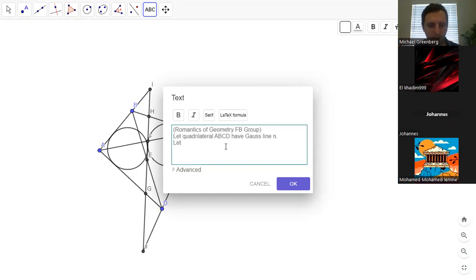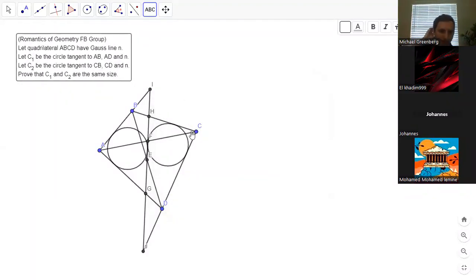Let C1 be the circle tangent to AB, AD, and N. Let C2 be the circle tangent to CB, CD, and N. Prove that C1 and C2 are the same size. Okay. All right. So yeah, that was kind of how it was originally phrased on the website.